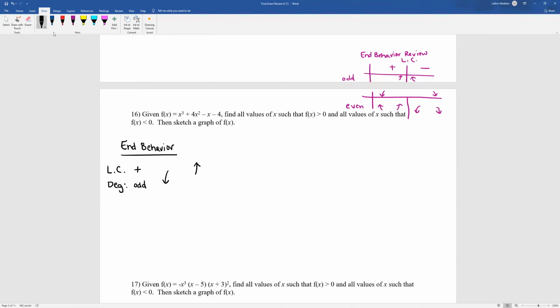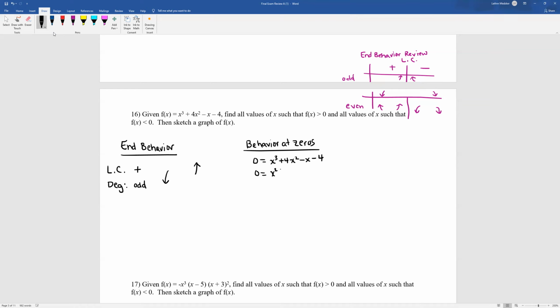Then we want to talk about the multiplicity behavior, the behavior at the zeros. And multiplicity, just remember, means how many times a zero occurs. So when we want to find the behavior at the zeros, we actually have to find our intercepts. That's going to require us setting our function equal to 0 for the y value. Our f of x essentially becomes 0. And we try to factor this.